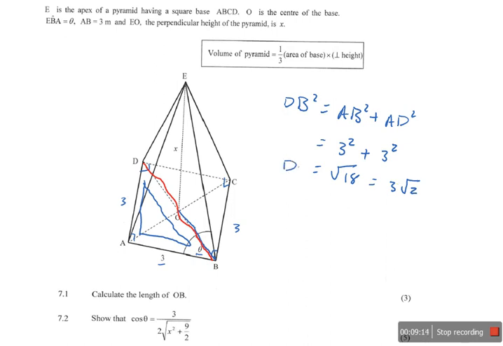So this is DB. We introduce a square root on both sides, and then we get DB. So we are getting there, right? We get DB, then OB is half of DB, so it's root 3 over 2, right? It's 3 root 2 over 2. That is our OB, right?